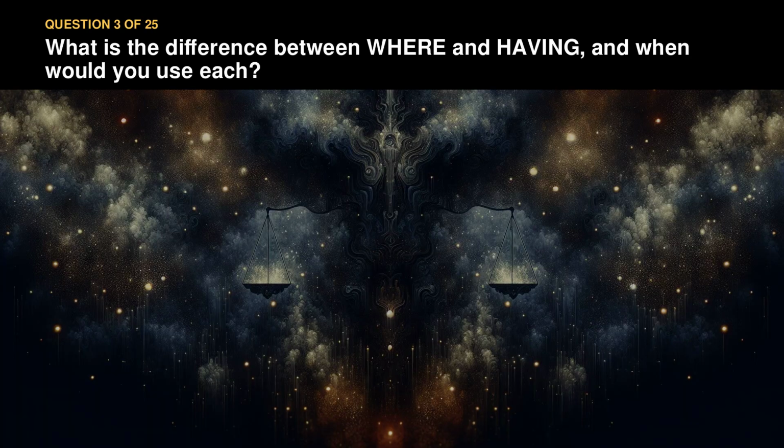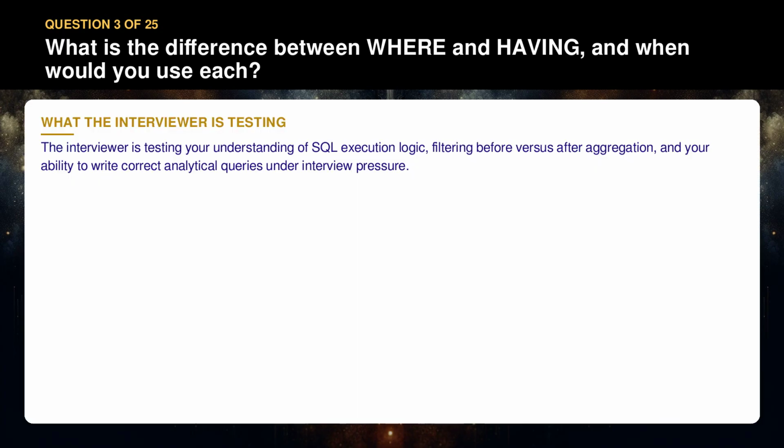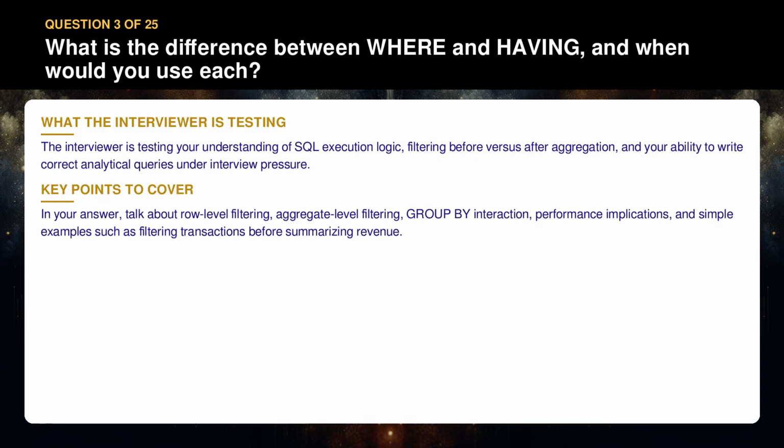Question 3. What is the difference between where and having, and when would you use each? The interviewer is testing your understanding of SQL execution logic, filtering before versus after aggregation, and your ability to write correct analytical queries under interview pressure. In your answer, talk about row-level filtering, aggregate-level filtering, group-by interaction, performance implications, and simple examples such as filtering transactions before summarizing revenue.